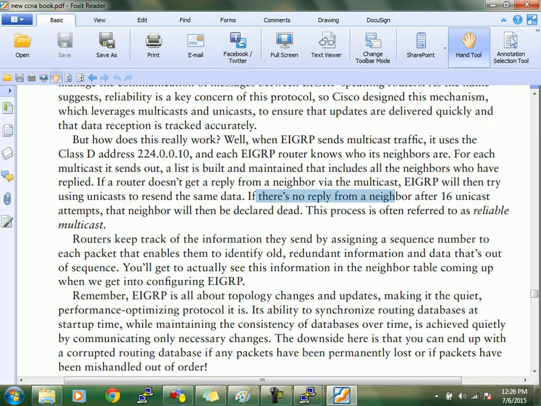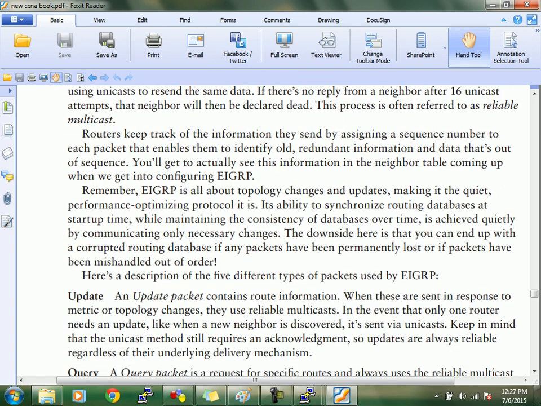Routers keep track of the information they send by assigning a sequence number to each packet that enables them to identify old, redundant information and data that's out of sequence. You are getting this point? Whenever I send a multicast message, I will add a sequence number to it, just to let the other router know that this is a new packet, not an old packet. You will get to actually see this information in the neighbor table coming up when we get into configuring EIGRP. This thing is clear.